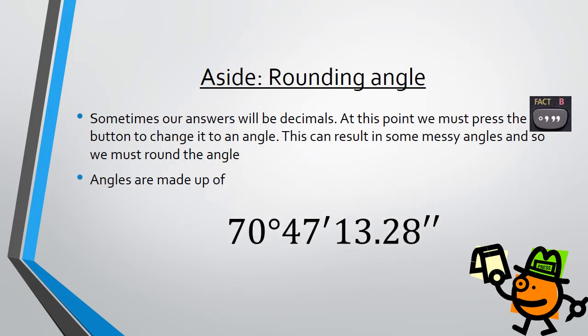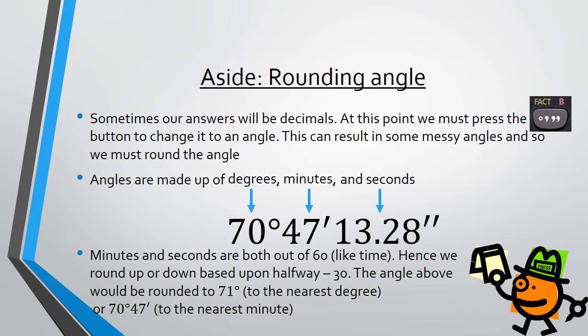Now, angles are made up of degrees, minutes, and seconds. And this is what your calculator will display after you push the angle button. Now, sometimes we're going to want to round that to make it a smaller answer, an approximation. So we'll be asked to round to the nearest degree or the nearest minute. Now, minutes and seconds are both out of 60, just like they are in time. And if we're going to round up or down, we're going to base that on halfway, which is 30.